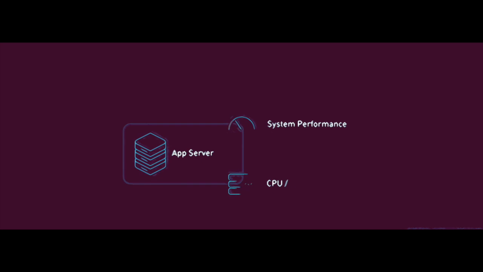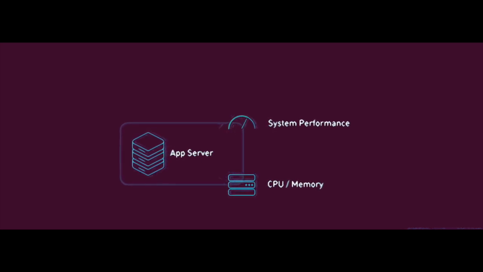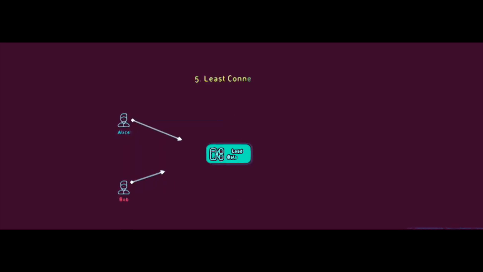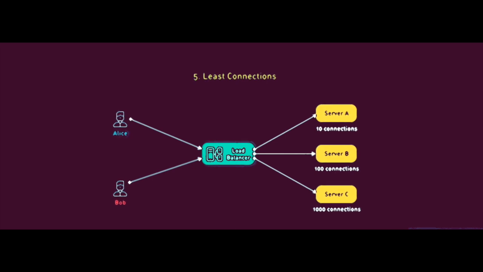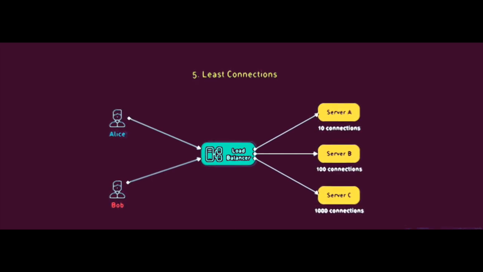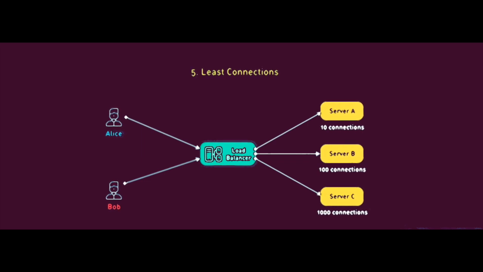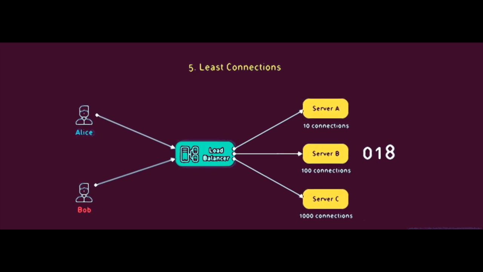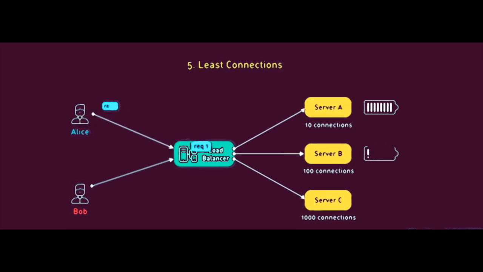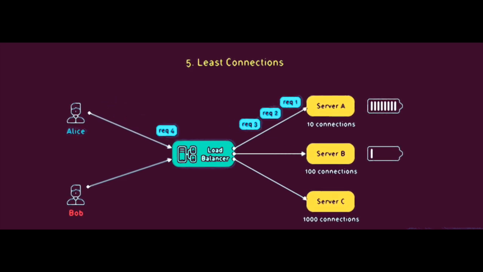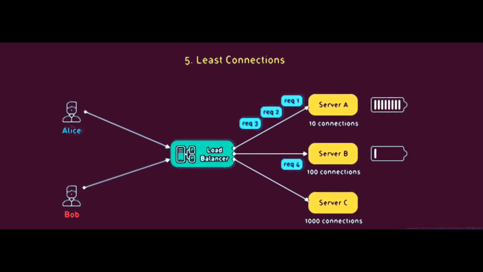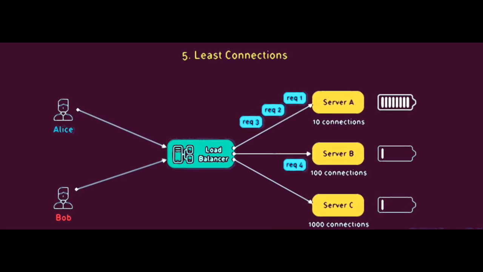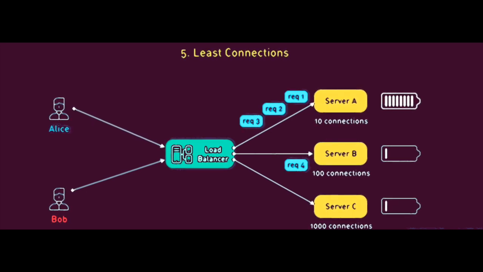Now let's discuss dynamic load balancing algorithms, which are based on active performance and server conditions. Least connection algorithm. Here, requests are sent to the server with the least number of active connections. This algorithm requires actively tracking the number of active requests on each server. The main advantage here is that new requests are adaptively routed to the server with the most remaining capacity.